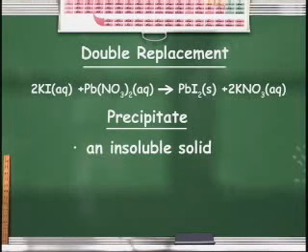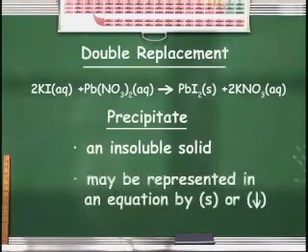Sometimes, instead of the abbreviation S, which denotes that a precipitate is a solid, an arrow pointing down will be used. Notice that the positive lead and positive potassium ions simply switched partners in our double replacement reaction.